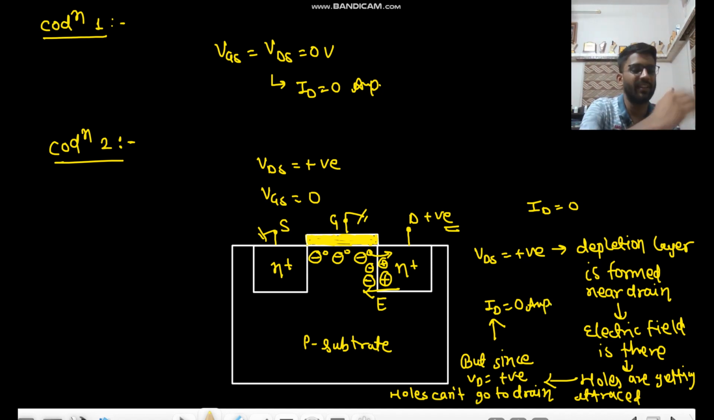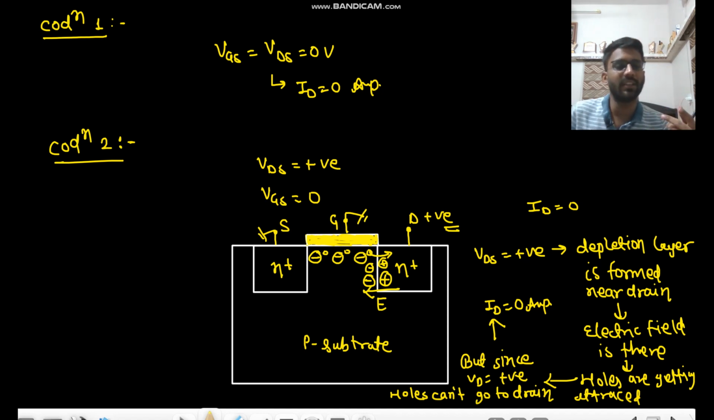VDS is positive, depletion layer is formed, the electric field is there that can attract the holes, but since VD is positive, they cannot go into the drain terminal. So the current cannot flow. The holes didn't get the complete path. If they had got the complete path, the current would be there.